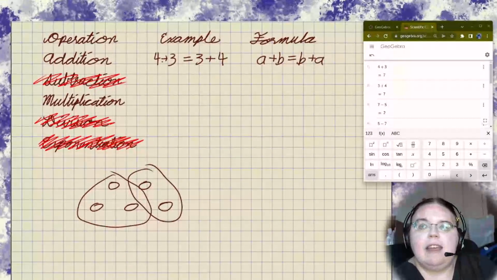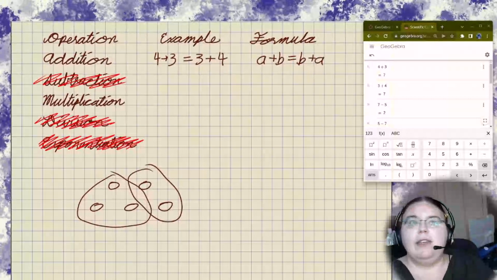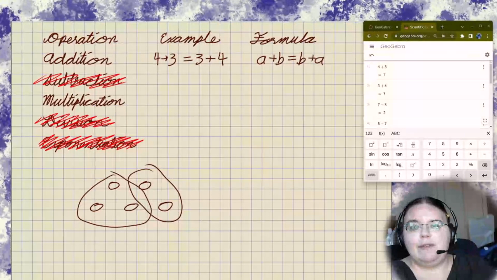But that's just an example. If you put 2 plus 6, that should be the same as 6 plus 2. If you put 89 plus 75, you know without even figuring out that total that it would be the same if you had 75 plus 89.